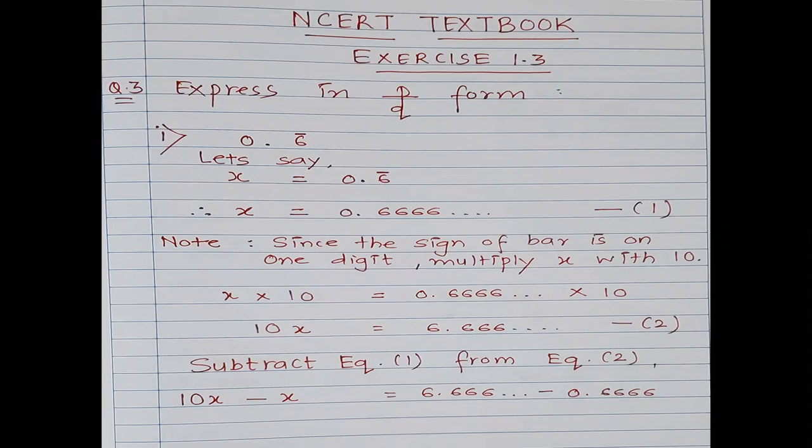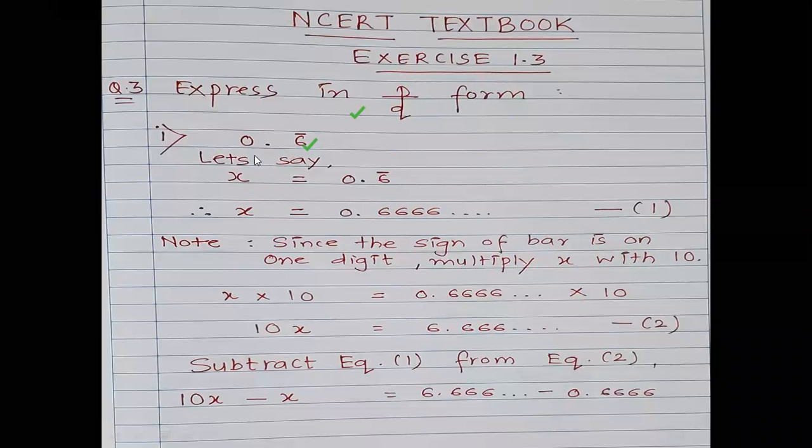If you are clear with these concepts, let us try to understand and apply the same concepts in solving question number 3 of exercise 1.3 of your NCERT textbook. The question tells you to express the given numbers in the form of P upon Q. Let us take the first question. The question is 0.6 bar. The bar is on 6. And we know that the bar indicates that that particular number is getting repeated continuously.